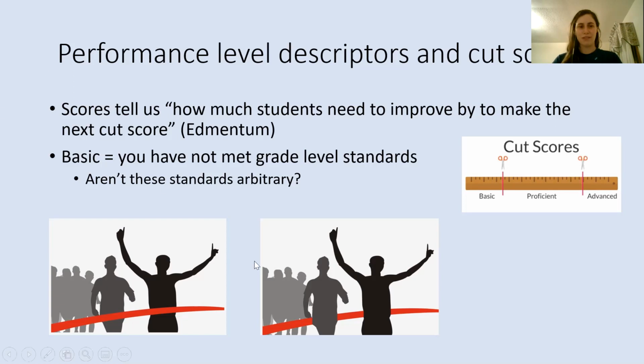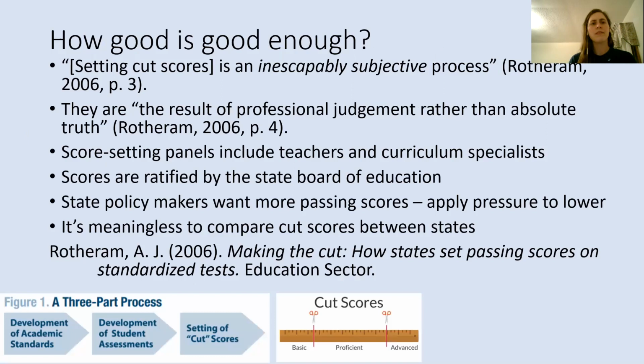I guess I should talk about these graphics down here. To me, if the policymakers move the cut score, it's just like someone moving the finish line. So it really doesn't make you improve your mile time or whatever. It's just a moving of the finish line. So how good is good enough?